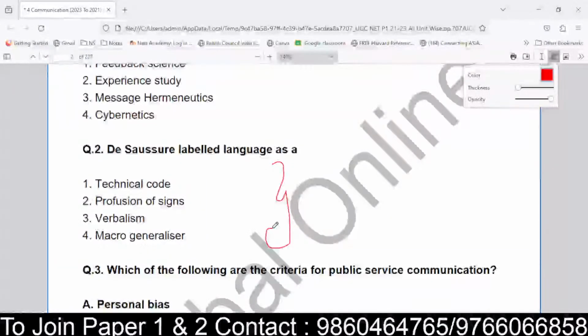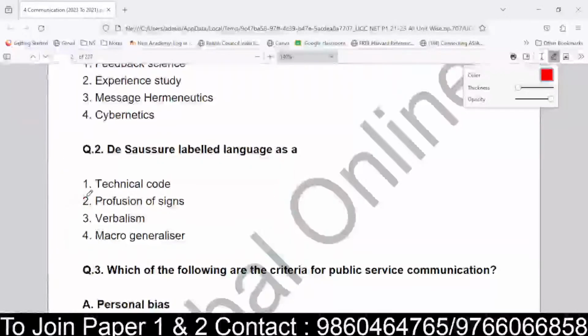Question number 2 on the screen. You can start with the answer. So when we talk about de Saussure labeled language, it is said to be a profusion of signs. Now what do you mean by profusion of signs? It's a large quantity. So de Saussure labeled language is something which is available in a large quantity. So quantity is termed as profusion. Is it clear? Ampleness, right?